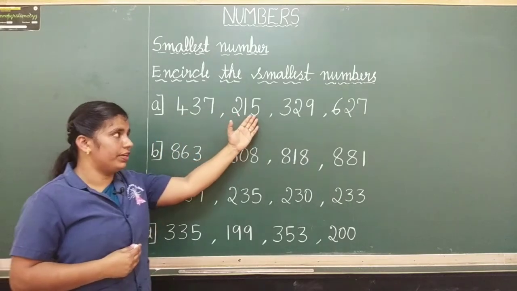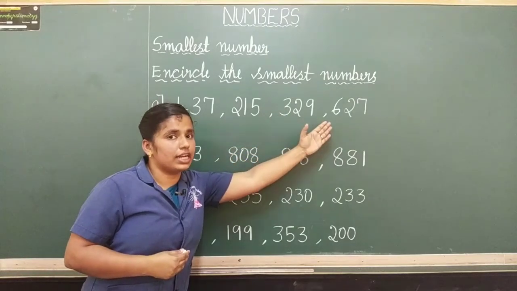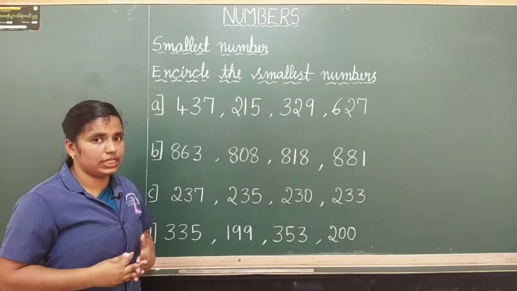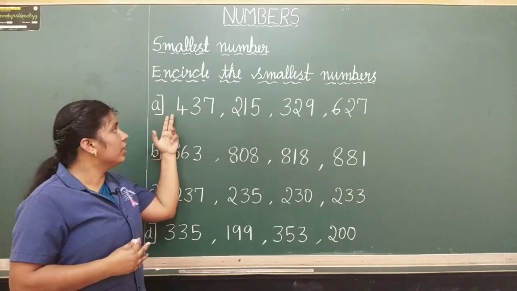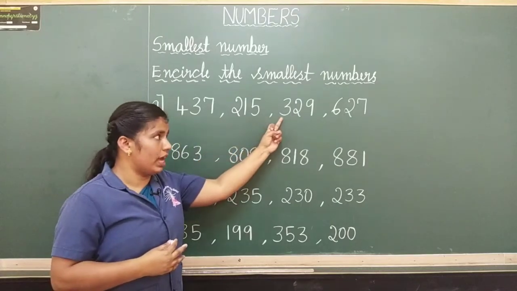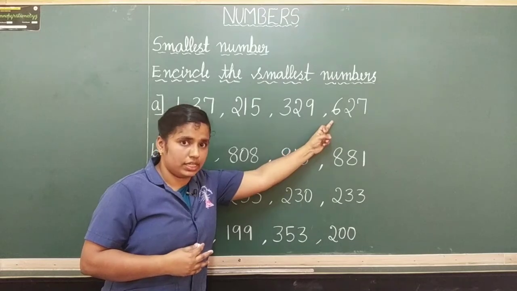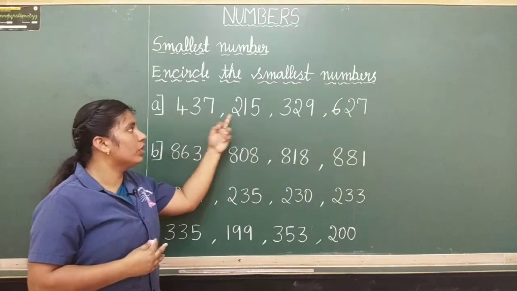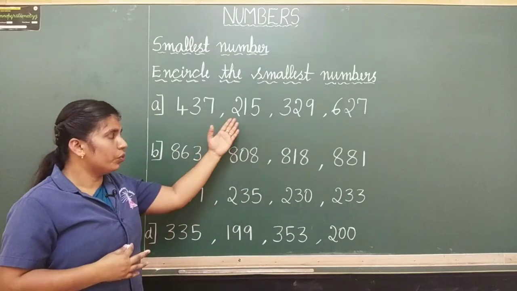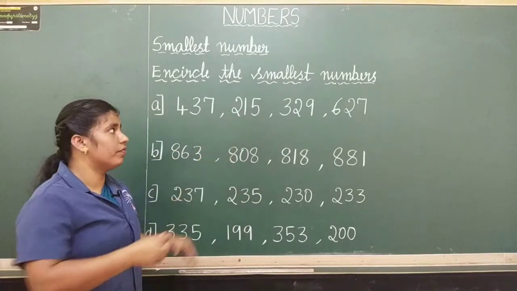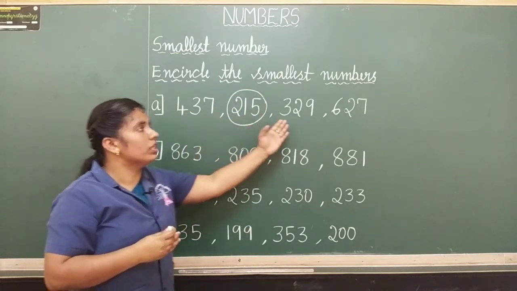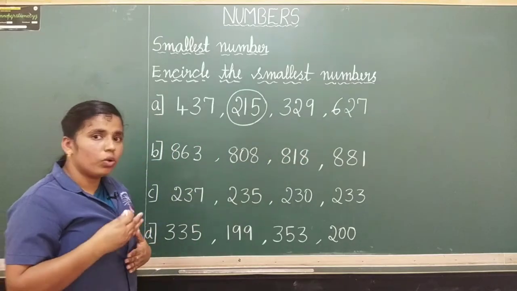437, 215, 329, 627. All these numbers are 3-digit numbers. So, you have to see the hundreds place first. Here we have 4 in hundreds place, here we have 2 in hundreds place, here we have 3 and here we have 6. So, comparing these numbers 4, 2, 3, 6, which is the smallest number? 2 is the smallest number. Therefore, 215 is the smallest number compared to these numbers. Let us take one more example.